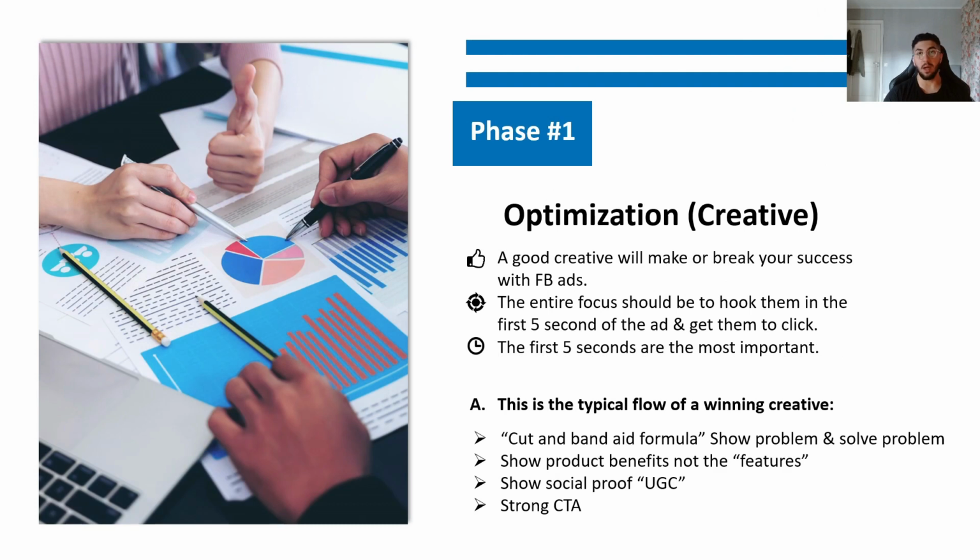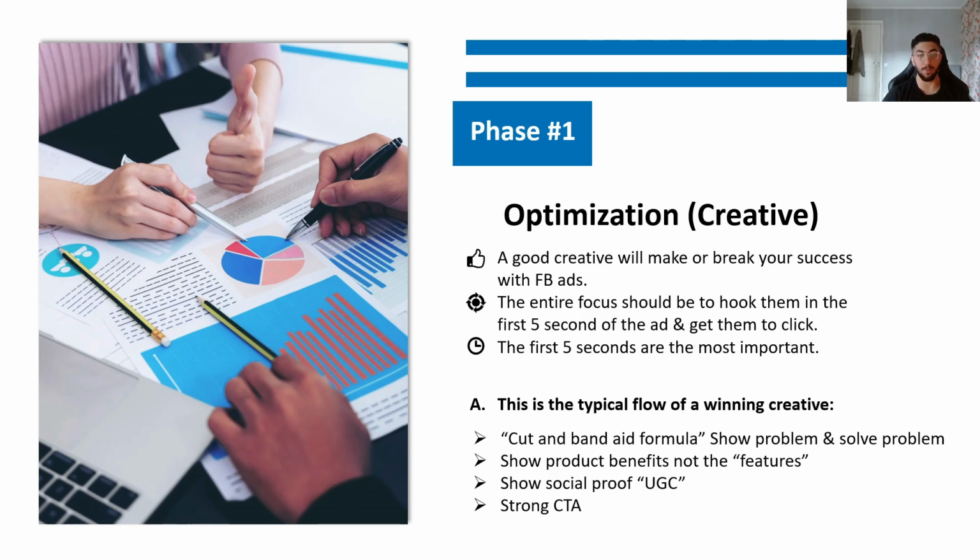So you can see, optimization for creative. A good creative will make or break your success with Facebook ads. The entire focus should be to hook them in the first 5 seconds of the ad and get them to click. The first 5 seconds are the most important. A typical winning creative follows the cut and band-aid formula, which means you show the problem, which is cutting them, like you're hurting them, and you show the solution to that problem, which is the band-aid. You say, okay, I have hurt you, here's the band-aid, you can cover that.